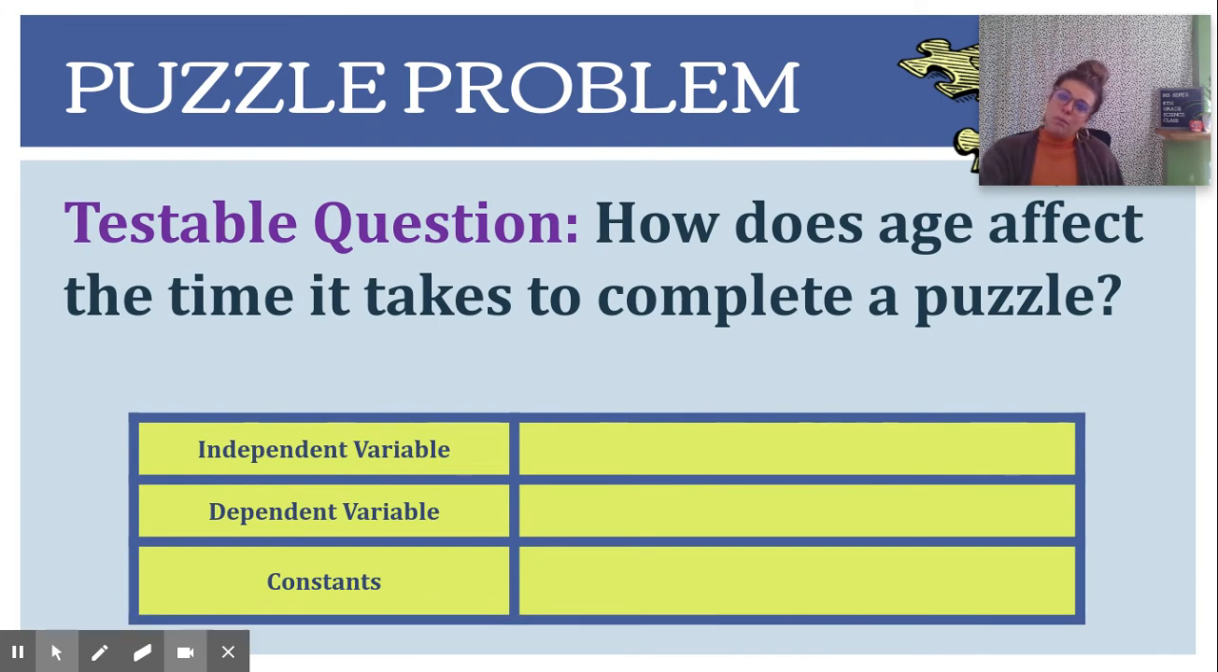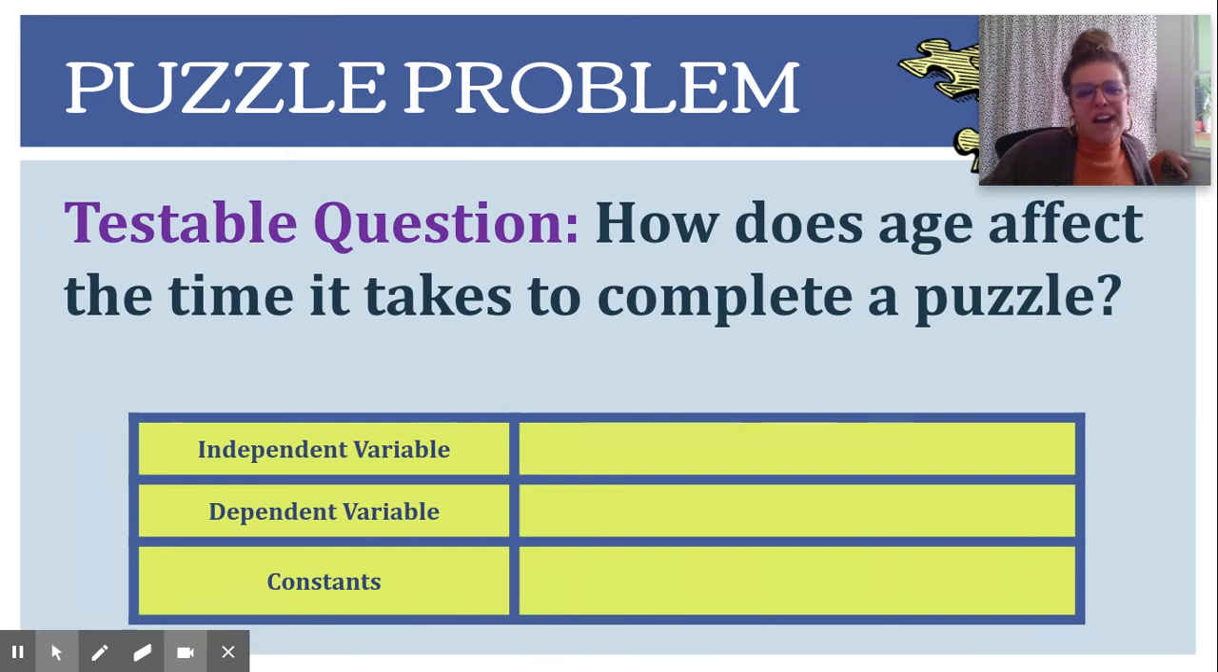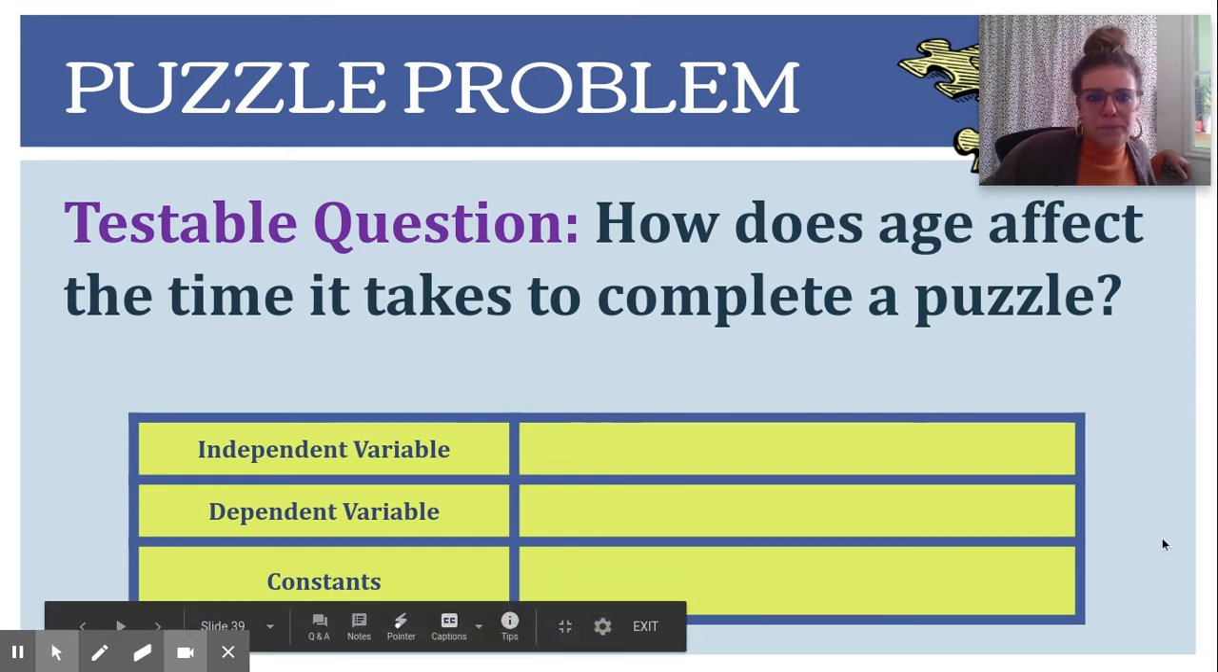How does the age affect the time it takes to complete the puzzle? The independent variable here is the age of the child doing the puzzle. So if you test a group of 6-year-olds and test a group of 8-year-olds, you're changing the age of the people that you're testing. The time it takes to complete the puzzle is the dependent variable. That's what you're going to measure. Some constants would definitely be the puzzle and the environment of the room, things like that.